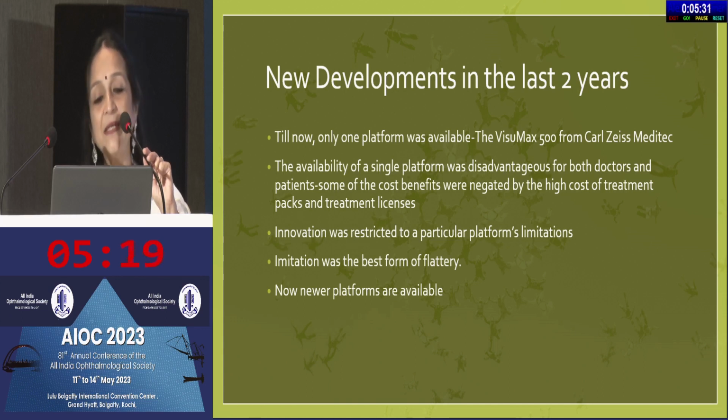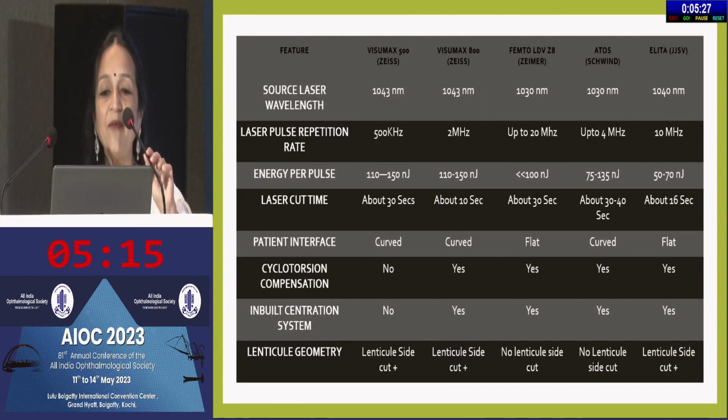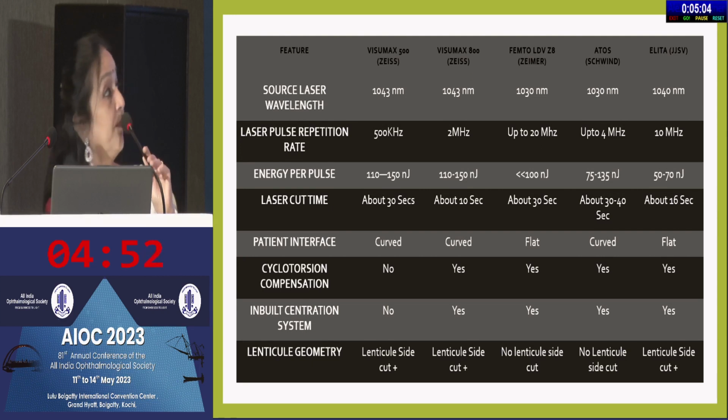And since imitation is the best form of flattery, now newer platforms are available. So now we have 4 other platforms to work on doing the same thing. While the source of laser wavelength still remains infrared, the 1043 nanometer sticking to the Carl Zeiss 500 and the 800 Pro, we have the Zemer, the Bausch & Lomb, the Schwind and the Elita by J&J at 1030 nanometer, and the Elita at 1040.